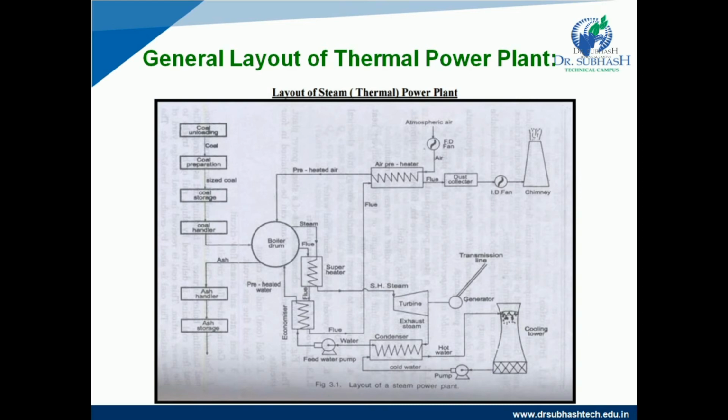Now disadvantages. It pollutes the atmosphere due to the production of a large amount of smoke.